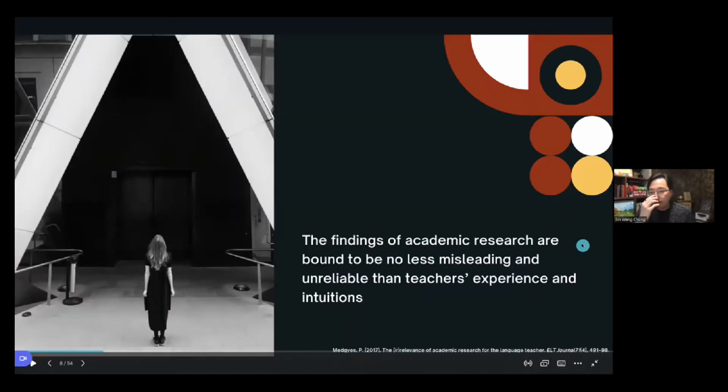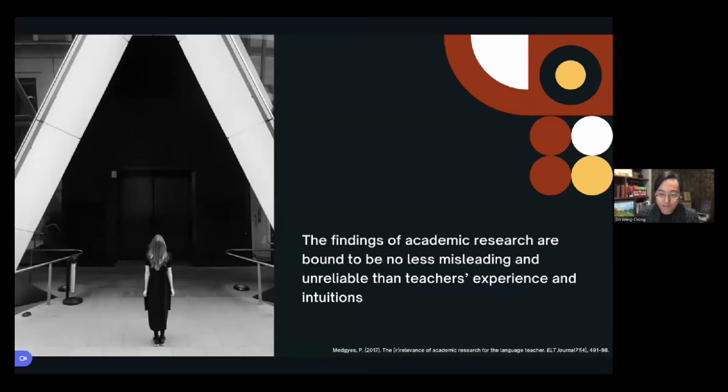When we ask the question, what do teachers think about research? That's a very interesting question, and that's a question that has been answered in some of the recent publications focusing on the research-practice nexus. And this is one publication published in ELT Journal in 2017, talking about language teachers' perceptions of research.